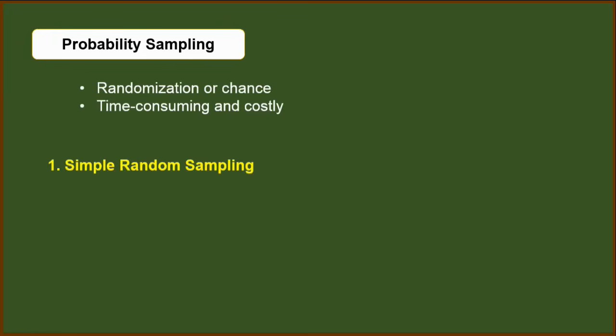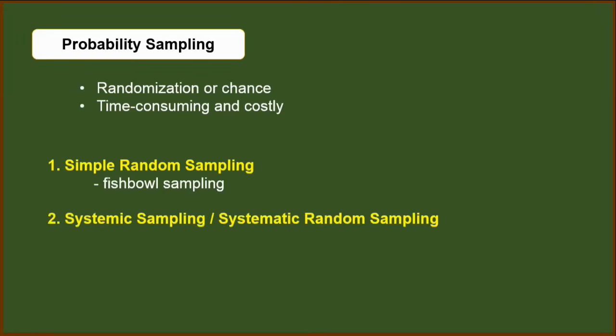First type is simple random sampling. It involves a fishbowl. You write all the names of the population in a fishbowl and pick one at a time randomly. Number two is systematic sampling or systematic random sampling.